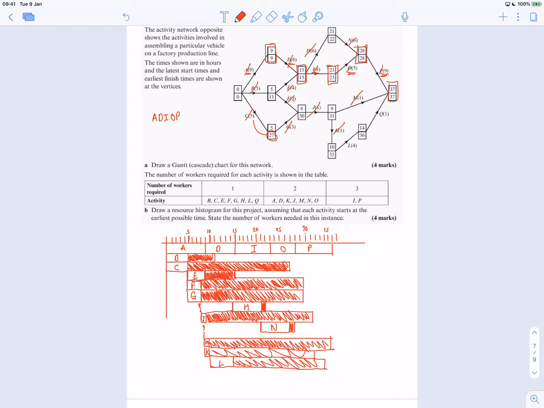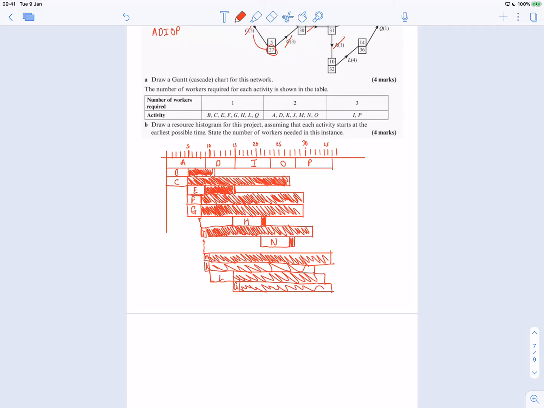And then Q starts at 14, which is immediately after L, and it's of length 1, and you can go right up to the edge, 37. So that's Q. Okay, so that is my rather horrible and demented Gantt diagram. But yeah.